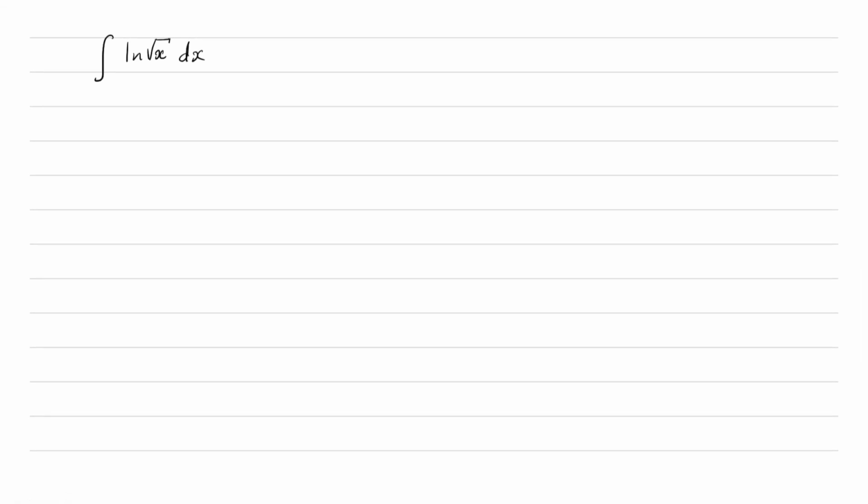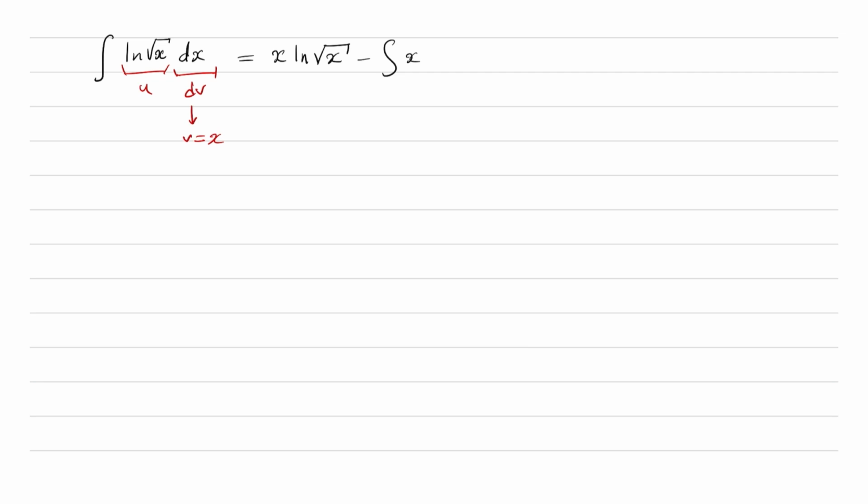So here we have the integral of ln of square root of x, and there's no other function. It's not multiplied by any function. Now in this type of example, the other function is just going to be 1. So if I take this to be u, then v prime is 1, or dv is just dx, which means v is just x. So let's use this information. We get the integral of u dv is uv, so it's x ln of square root of x minus the integral of v du.